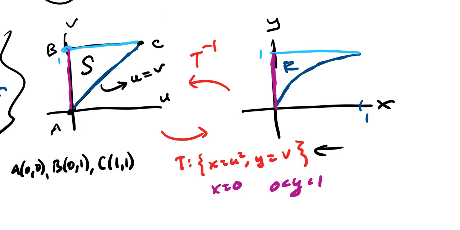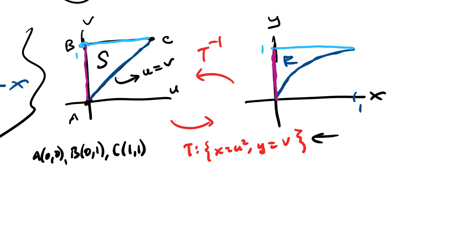Well, what you do is you just solve for x and y down here. You solve for u and v in terms of x and y. So if you look, x is always u squared and y is always v. So it's real simple. u is the square root of x. It's the positive, it's not plus or minus, because if you look up top here, u is always positive in the triangle. And then v is just y.